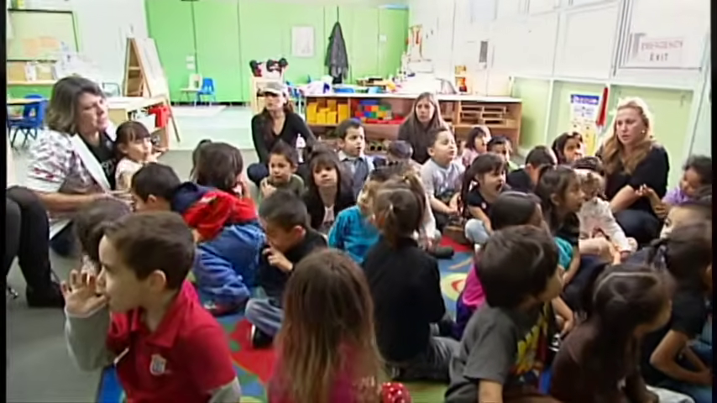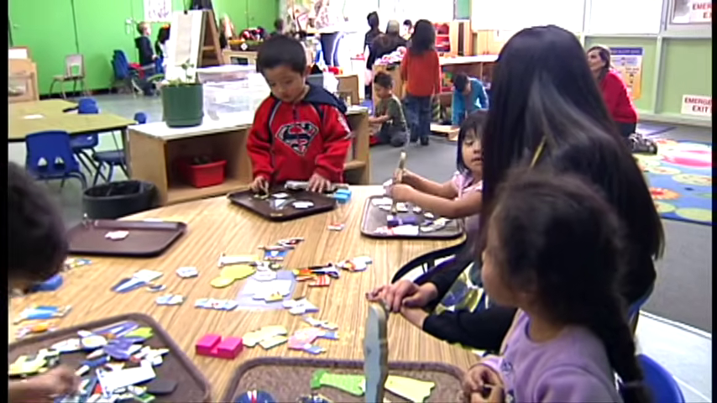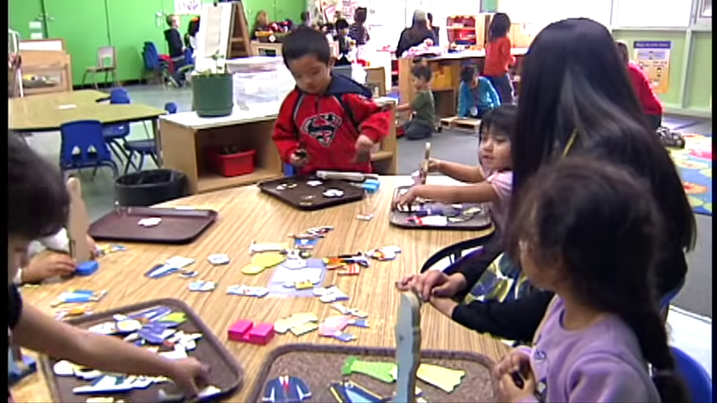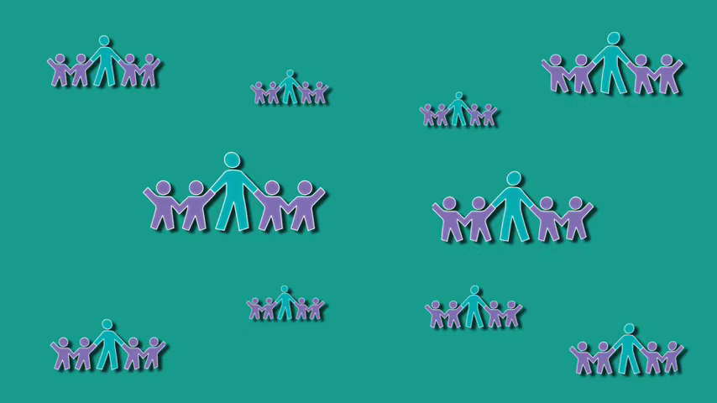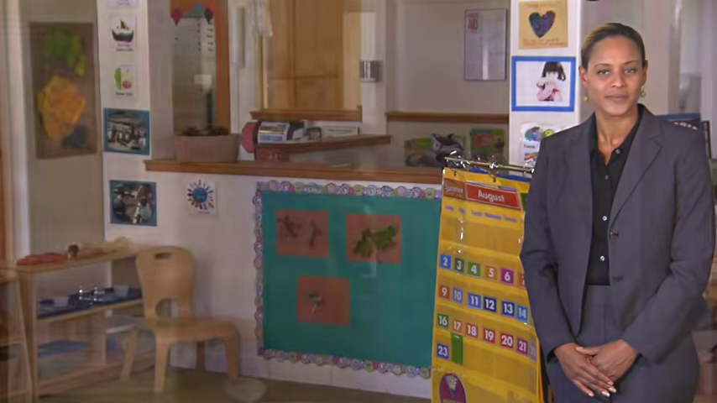And, if possible, identify classroom activities that are best done in smaller groups. You might also consider adapting your staffing patterns during certain times of the day to ensure adequate supervision of all children, particularly if a variety of activities will occur at the same time. What do I need to keep in mind about supervision during transitions?